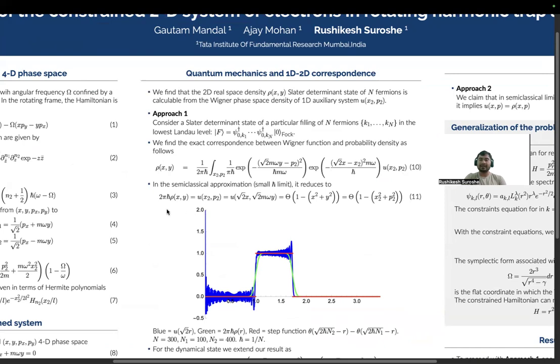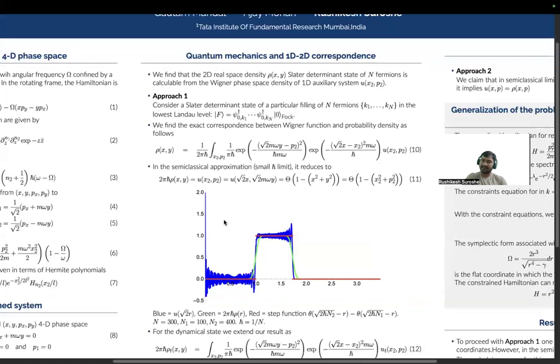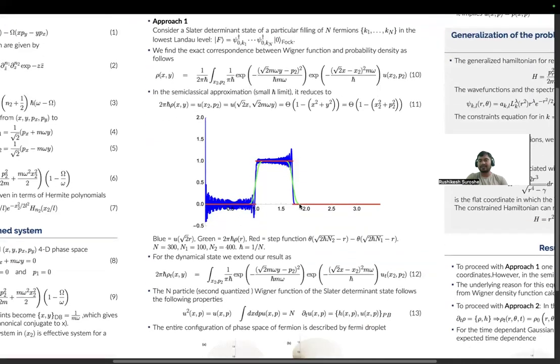In equation 11 we get that rho(x,y), the 2D quantity, equals u(x2,p2), the 1D quantity, in the small h-bar limit and the large n limit. We showed this in the graph, and they are matching.